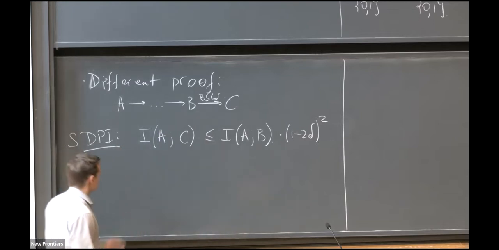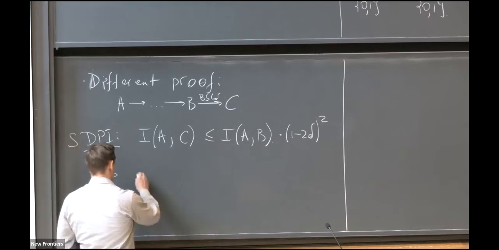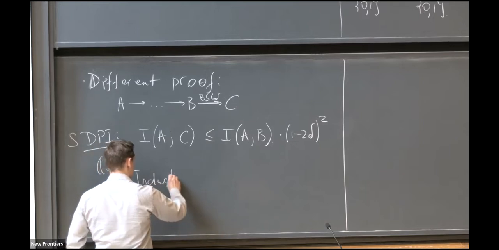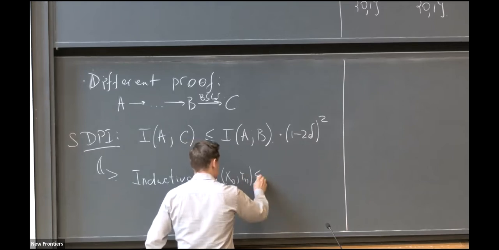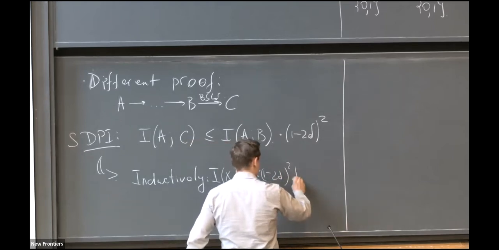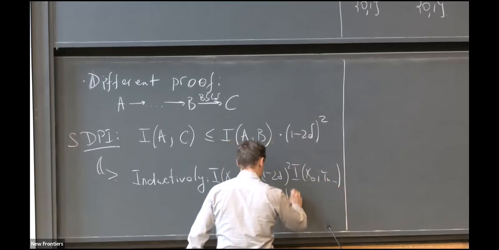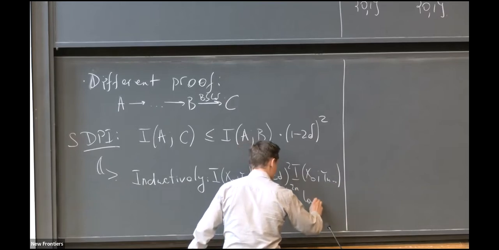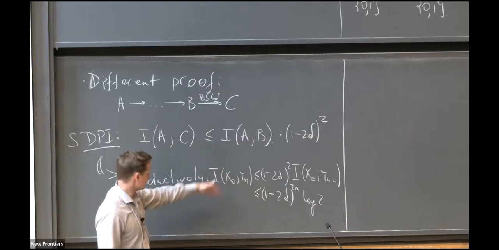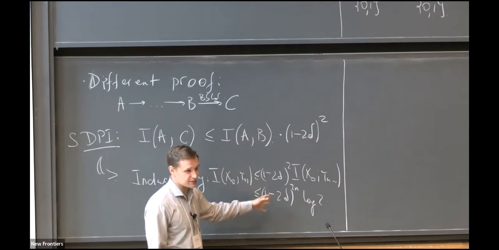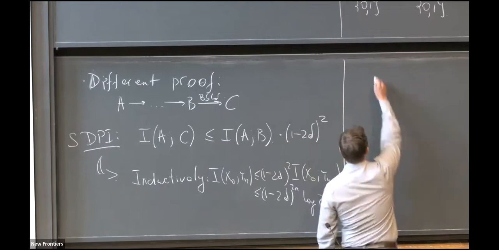Okay, in any case, in our language we can apply this inductively and get that I(X0; Yn) is upper bounded by (1 minus 2 delta squared) times I(X0; Yn minus 1), and so on all the way to log 2. We can just apply this identity many times through the chain, and we get this explicit exponent here. This is a slight benefit, but that's not the main benefit. The main benefit is that this proof generalizes.